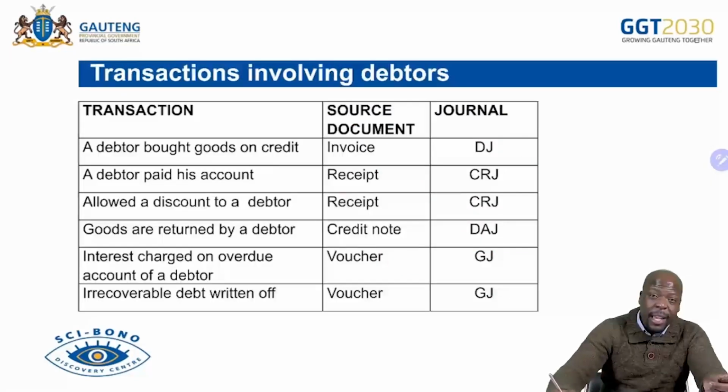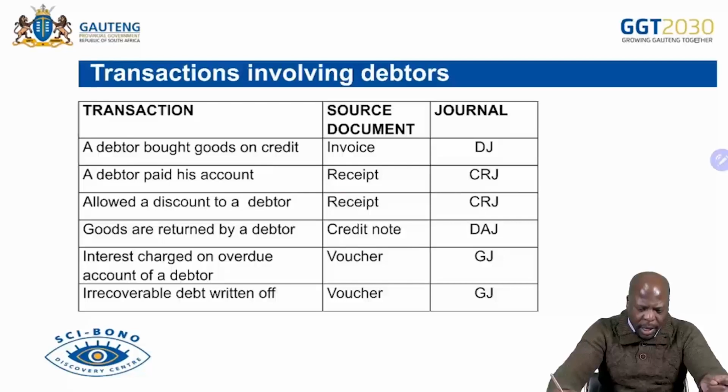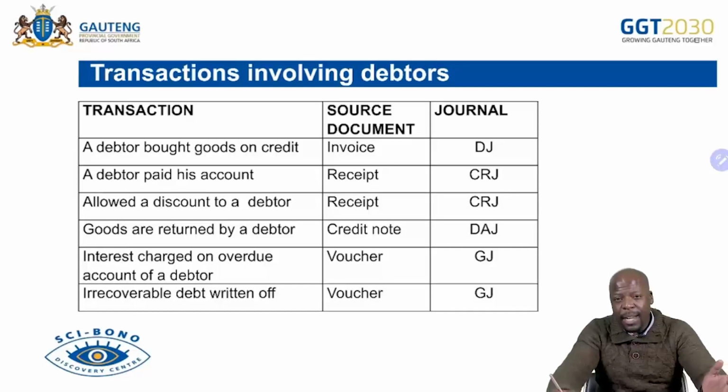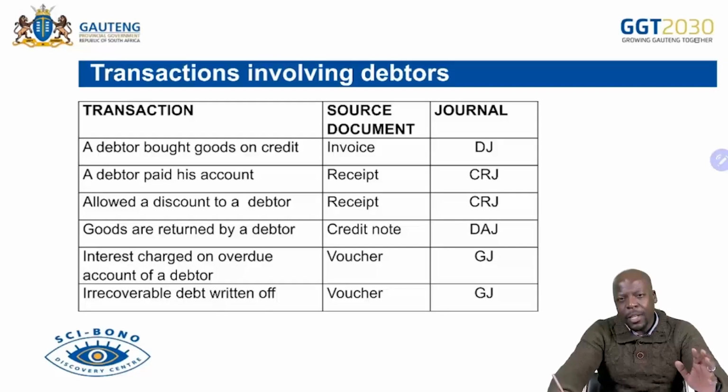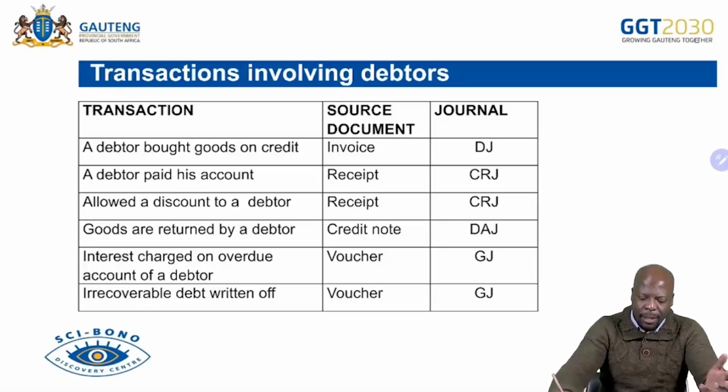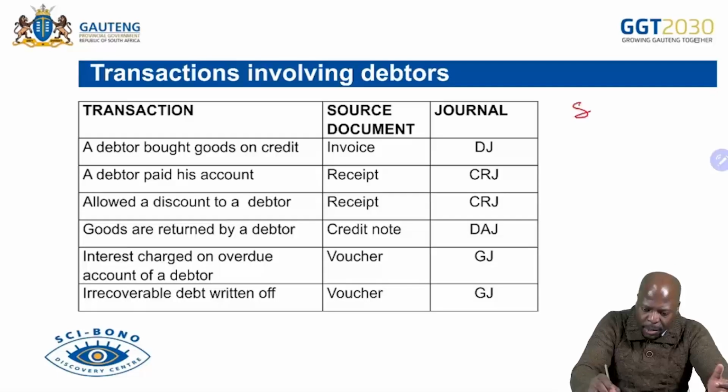Now, here is something very important. It has to do with transactions that involve debtors. This is very important as we are going to go into the debtors reconciliation. Why am I saying that? Because here is the beginning point. This is more or less the foundation, because here we talk about a transaction, the source document, as well as the journal in which we record it. Now, I'm going to introduce something as well, which is the sign. When I talk about a sign, I'm simply saying, are we going to add or are we going to subtract, depending on the source document?